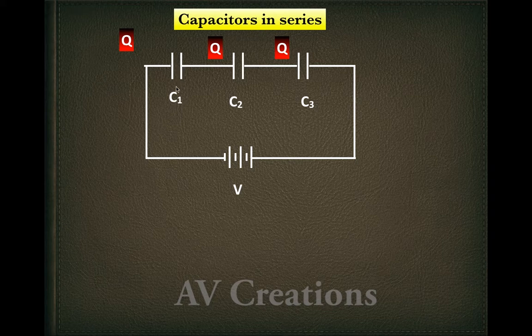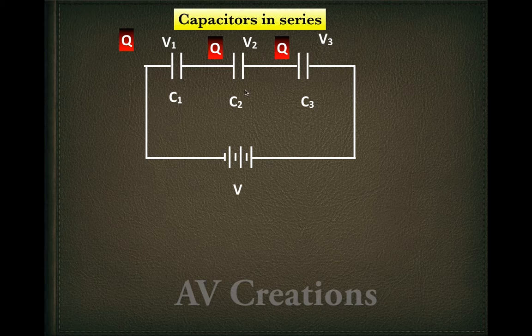The capacitance of the first capacitor is C1, the capacitance of the second capacitor is C2, and for this capacitor the capacitance is C3. Here the charge is the same. The charge is the same everywhere. In every capacitor the charge is the same. The potential of this capacitor is V1, this capacitor is V2, and this capacitor is V3.